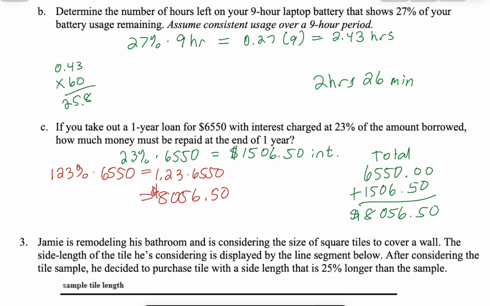If your brain doesn't think like that and you find the 23% and then add it on, go for it. It doesn't hurt. They're both the same. But I wanted to show you that 123% method is a viable method. It works pretty darn good. Everybody good with that question?